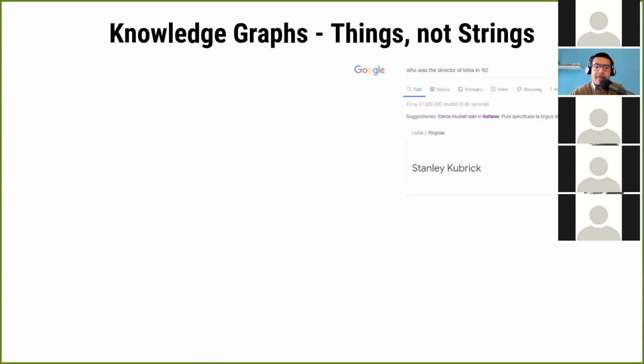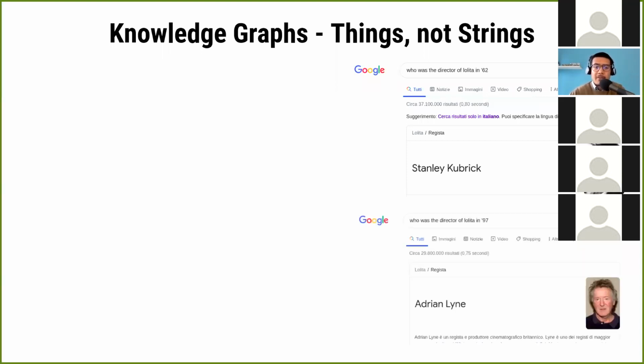To consider the impact of such things and not just strings for search engines, consider the following example. If we type on Google, "Who was the director of Lolita in 1962?", the answer is Stanley Kubrick. But if we type "Who was the director of Lolita in 1997?", well, the answer is totally different, because the answer in this case is Adrian Lyne. So the capability to distinguish between two different entities according to the natural language question that you type on Google is enabled by a knowledge graph.